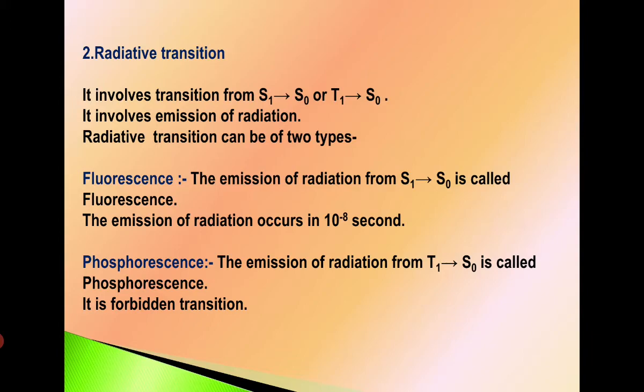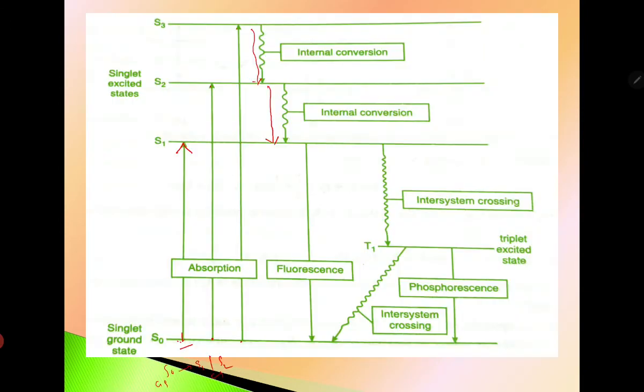Radiative transition, as the name itself indicates, means they emit radiations. Here the radiations are evolved. This involves transition from S1 to S0 or T1 to S0. Let us see the diagram once again.